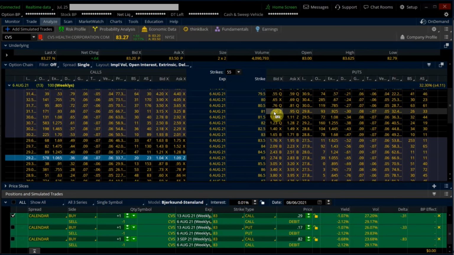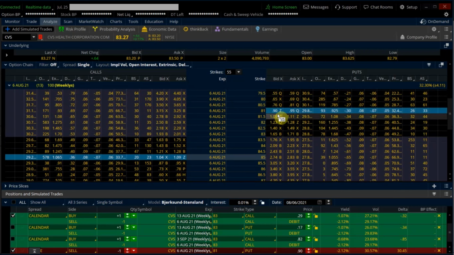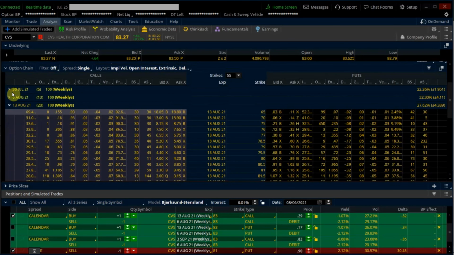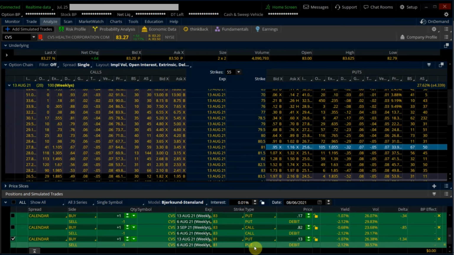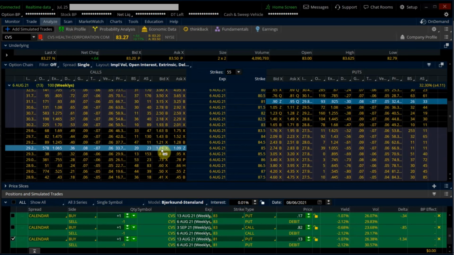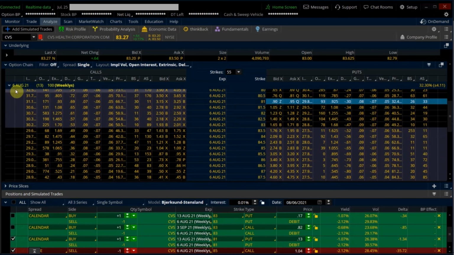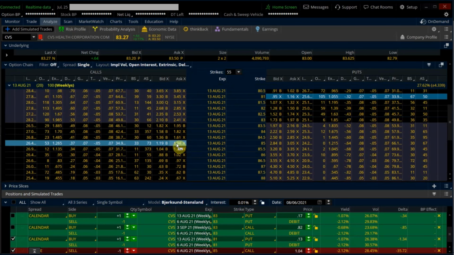I'll do the first example first on the put side. I would sell the put contract that has a strike price of $81 over here, and I will go to the 13th August, which is 1 week later, and buy the $81 strike price put contract. So this forms one side of my double calendar spread already, the put side. And I'll go back to the 6th August, sell my 85 call contract, and go back to the 13th August and buy the call option with a strike price of 85.